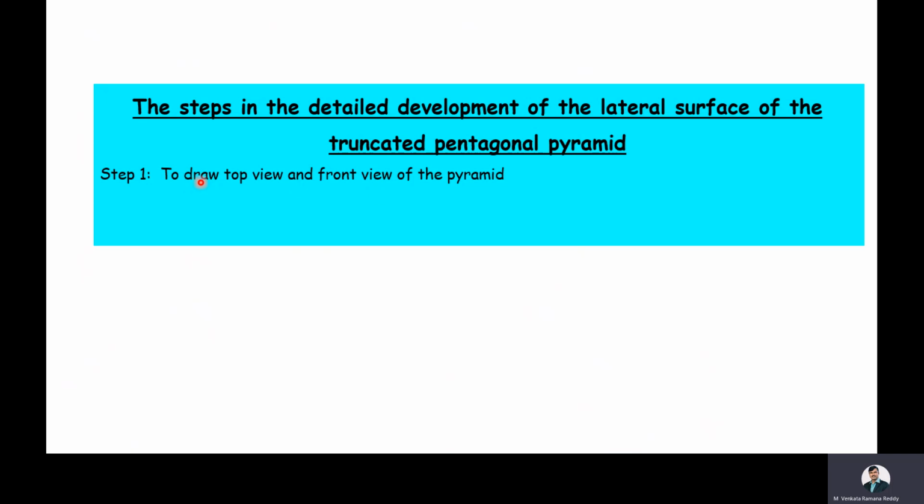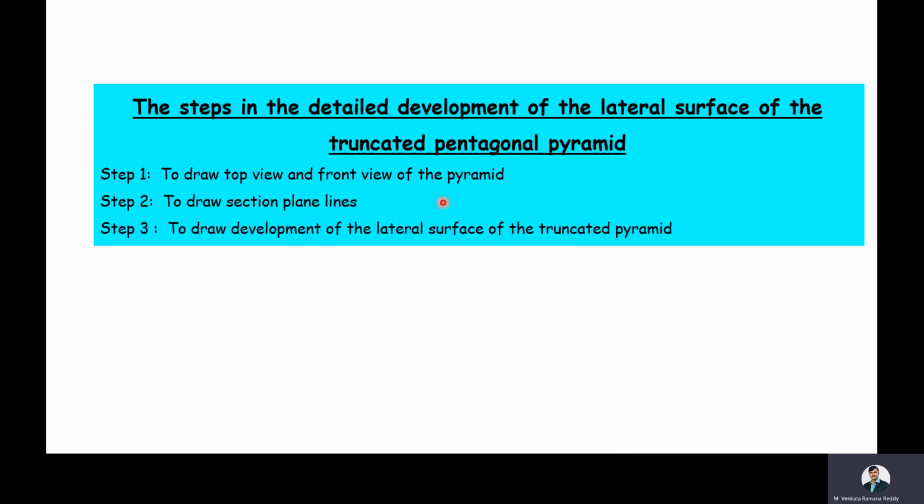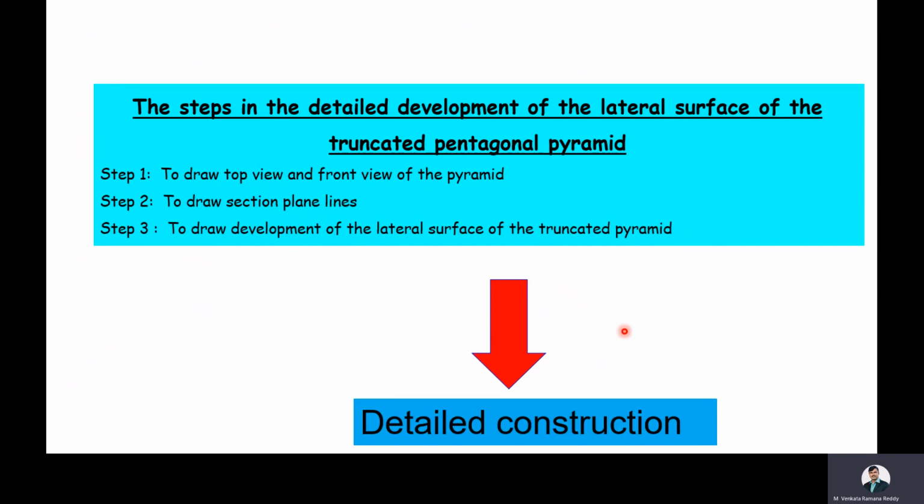The following detailed steps are considered for the development of lateral surface of a truncated pentagonal pyramid. The first step is to draw top view as well as front view of the pyramid. Second step is to draw section plane lines with the given conditions. Third step is to draw development of the lateral surface of the truncated pyramid. Now we'll enter into the detailed construction for the development of the lateral surface of the truncated pentagonal pyramid.